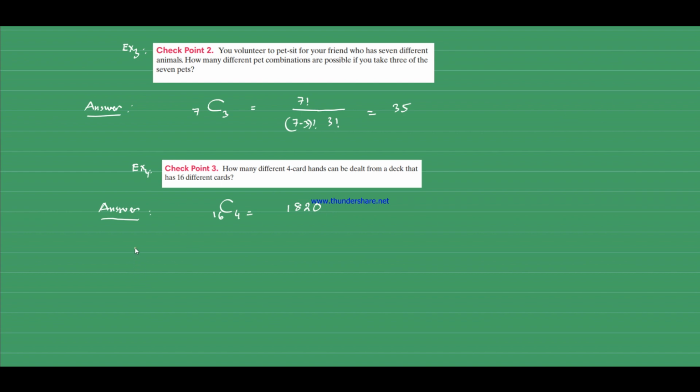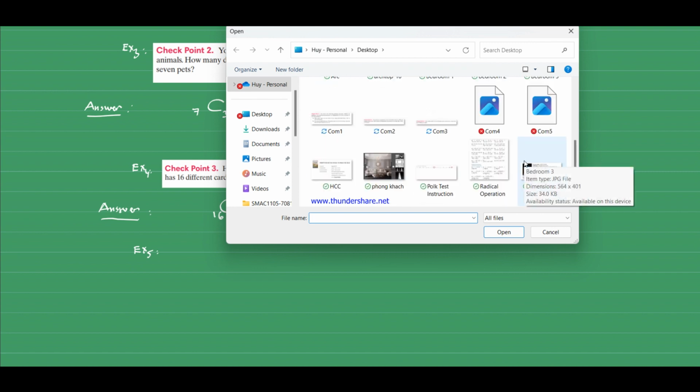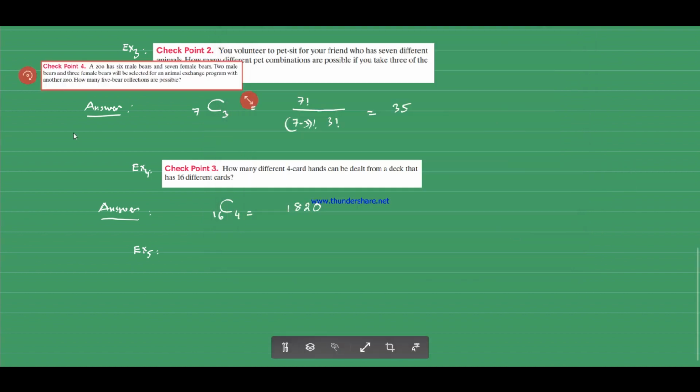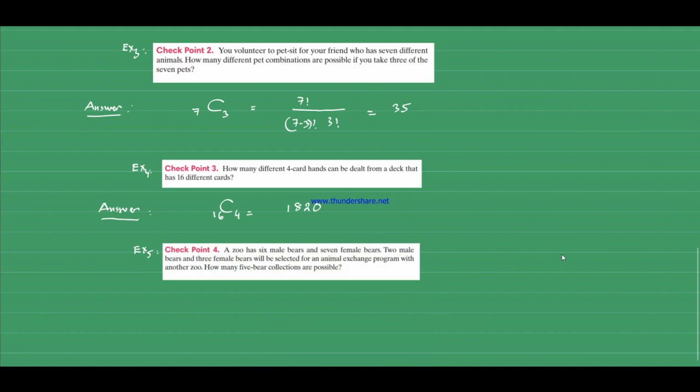Okay, example 5. Easy. Okay, how about this? So you have a zoo with 6 male bears and 7 female bears. 2 male bears and 3 female bears will be selected for animal exchange. How many different selections are there?